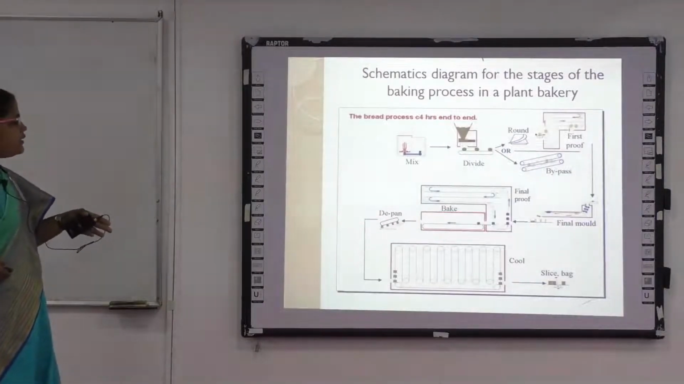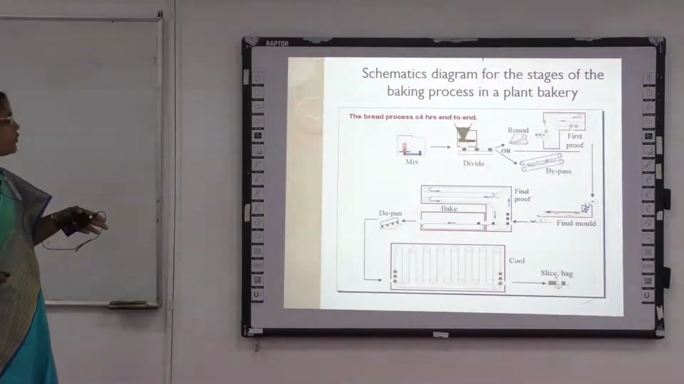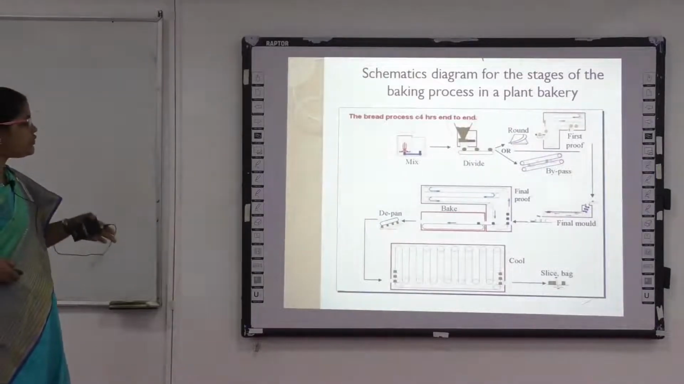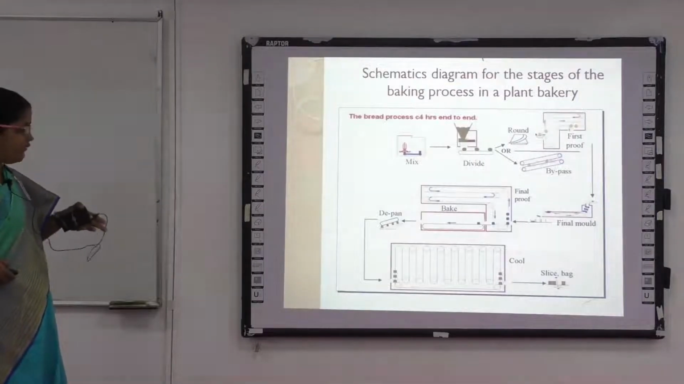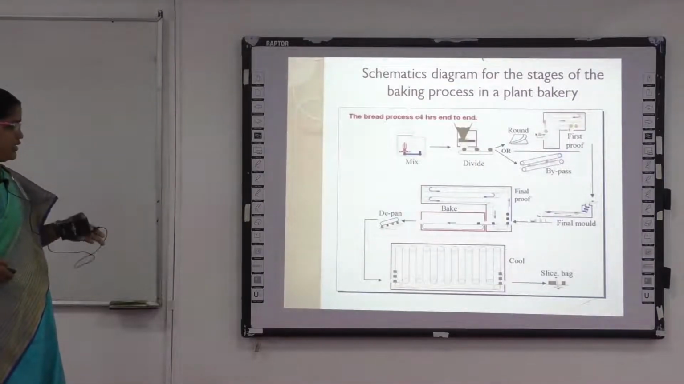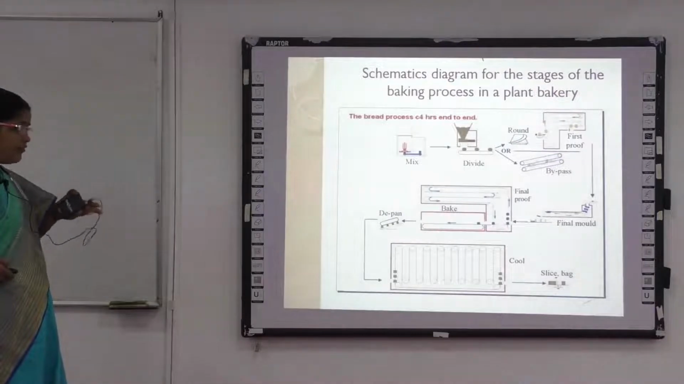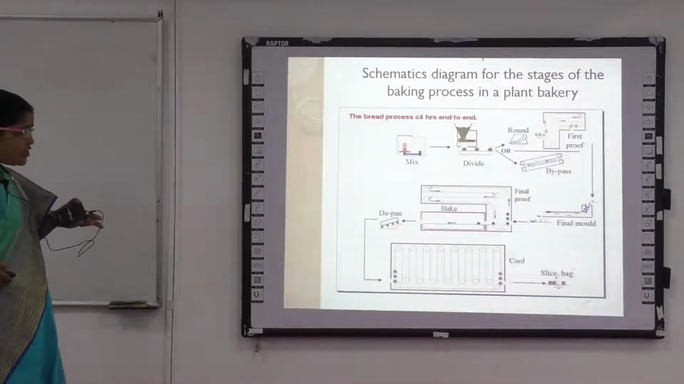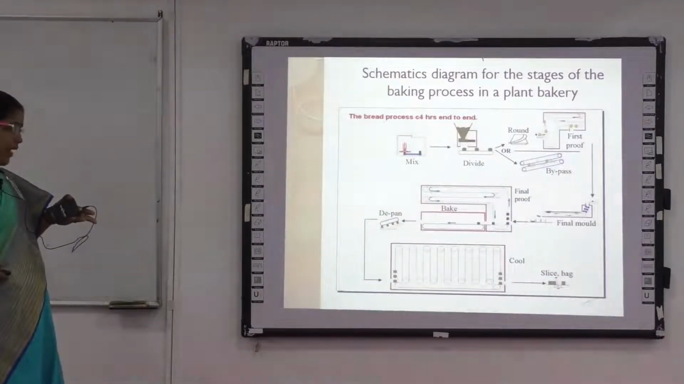After depanning, the bread goes through a cooler, where the temperature of the bread needs to be reduced to 35 to 40 degrees Celsius before slicing. If the temperature of the breads is not reduced properly, it may affect the slicing process and the further packing process.